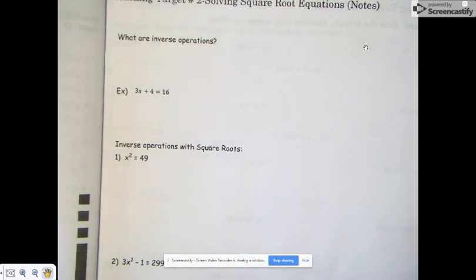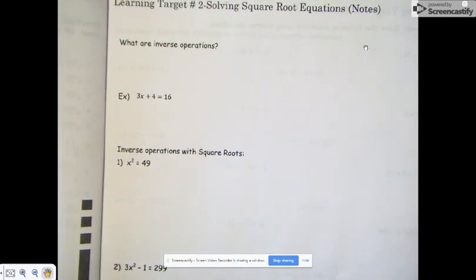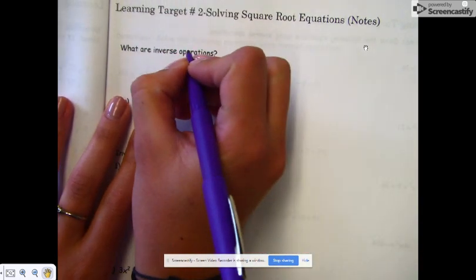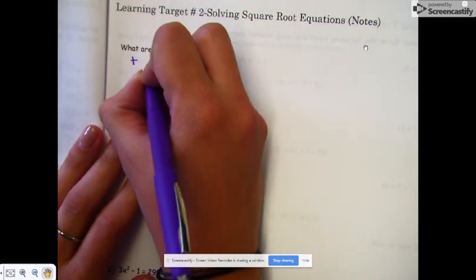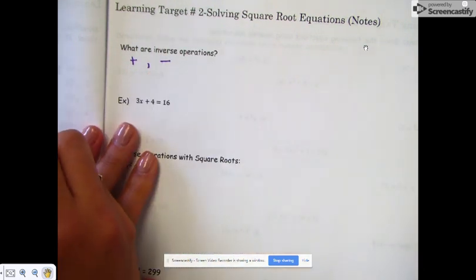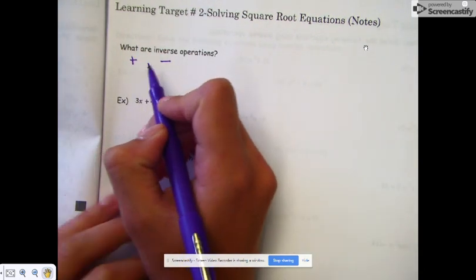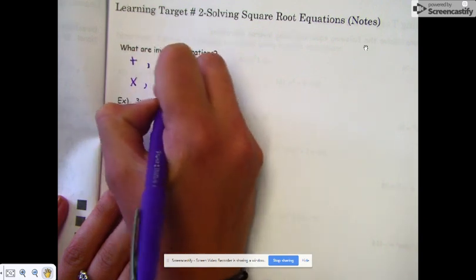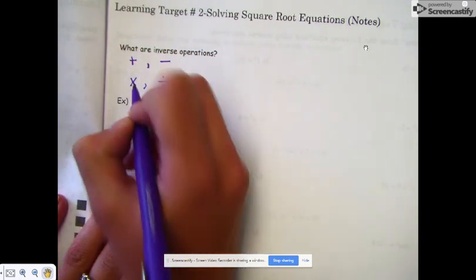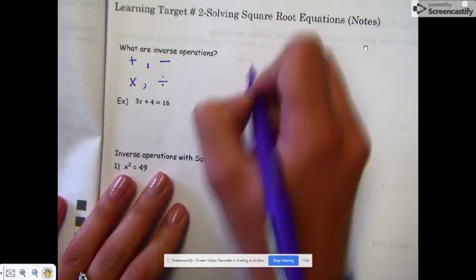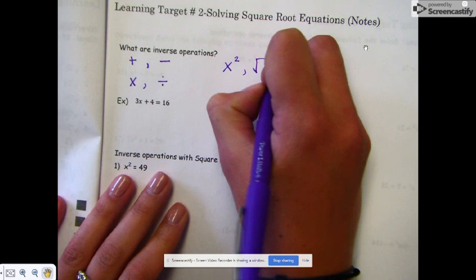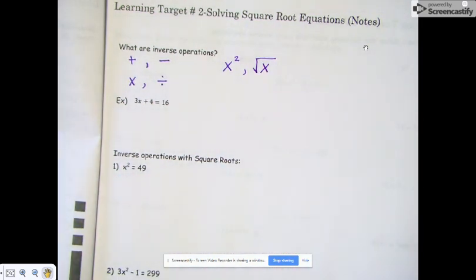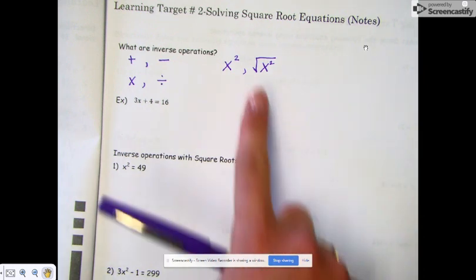The first question is, what is inverse operation? Maybe you already know this. You should already know this. Inverse operations are opposite operations. For example, to undo addition, we use subtraction. And to undo subtraction, we use addition. To undo multiplication, we use division. And to undo division, we use multiplication. To undo a squared, we use square root. That's the new part.